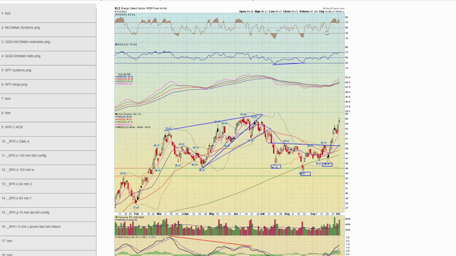Next. Chapter 45, XLE Energy. Look at this move. I pointed out this inverse head and shoulders pattern a few weeks back, and it has played out nicely. Okay. Congrats to those of you who either bought the ETF or some individual stocks.